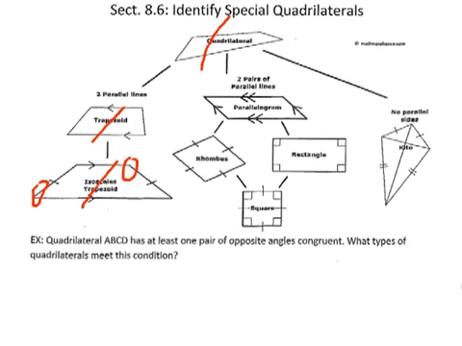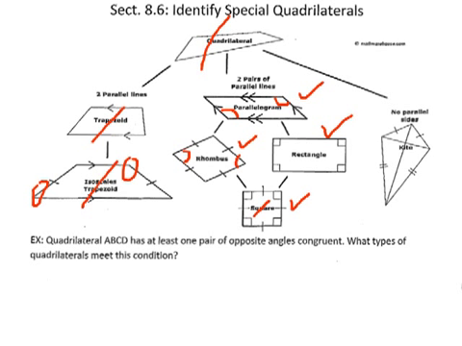So let's see. We want at least one pair of opposite angles congruent. Well, it looks like the square works, right? Because these opposite angles are congruent. The rectangle works. I think the rhombus works, right? I think we would have opposite angles there congruent. And I think we could prove this in a parallelogram, that we've got opposite angles congruent also. The only question is, what about the kite? Does the kite have one pair of opposite angles?